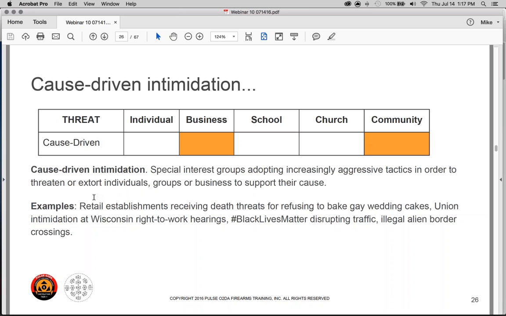Examples of this include death threats received by bakers who refuse to bake a cake for somebody with a lifestyle that they may disagree with, union intimidation at right-to-work hearings, the Black Lives Matter tactic of disrupting traffic and individuals from their daily lifestyle, and illegal alien border crossings, among many of the potential examples that we could put up here. The primary targets of cause-driven threats are businesses and the community itself. Once again, individuals, schools, and churches will feel the wrath of it, but their primary targets will be business and the community.